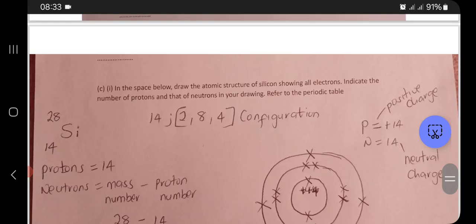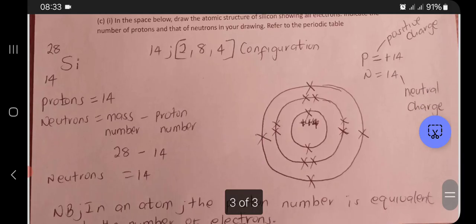Now what we're going to do for our configuration is use the number of electrons, which is 14. The first shell can get a maximum of 2 electrons. That's why we have 2, comma. The second shell gets a maximum of 8. If you add 2 plus 8, you have 10. It means you are left with how many electrons? 4. Those 4 are going to go in the last shell. In terms of drawing, we start from the inner shell. The inner shell is going to have 2, followed by the second shell having 8, and then the third shell having 4 electrons. So that's what we call the atomic structure of silicon.